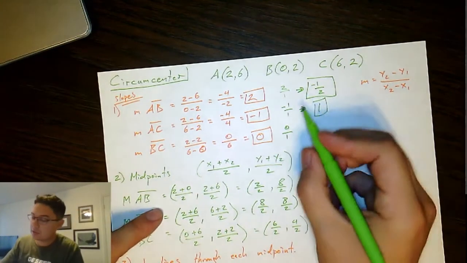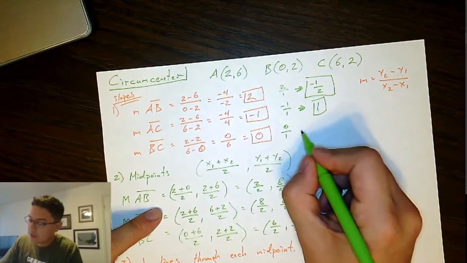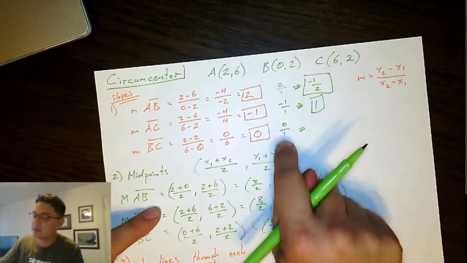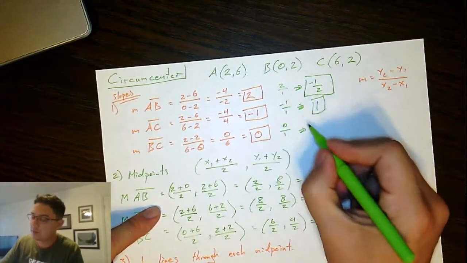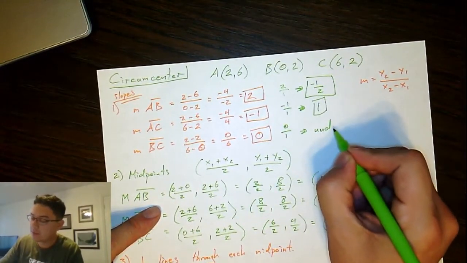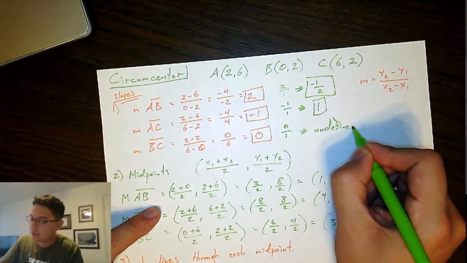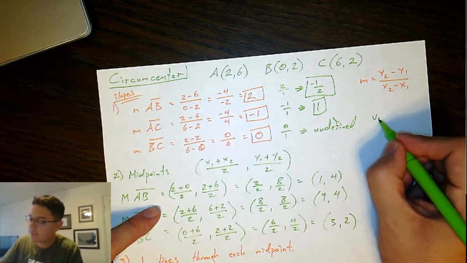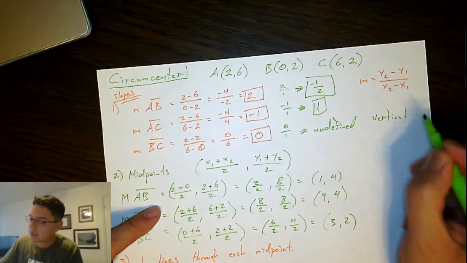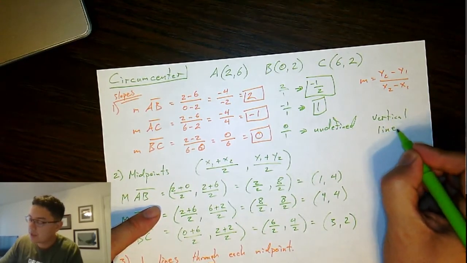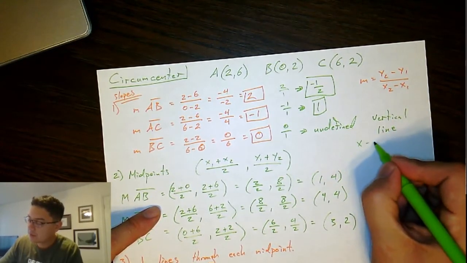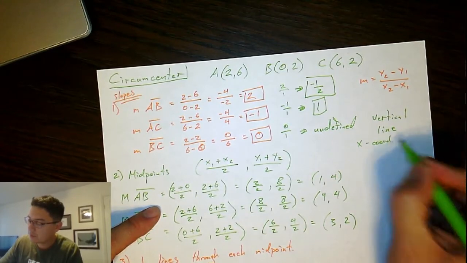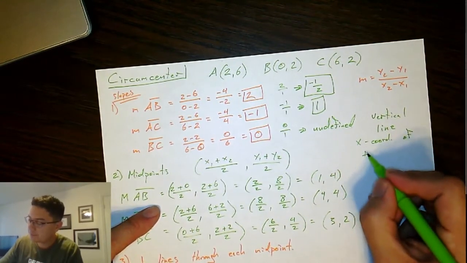That vertical line is going to be determined... So hold on a second, let's go back here. The negative reciprocal of 0 over 1 is an undefined slope, which means we're going to have a vertical line. The vertical line in this case is going to be defined by the x-coordinate of the midpoint.